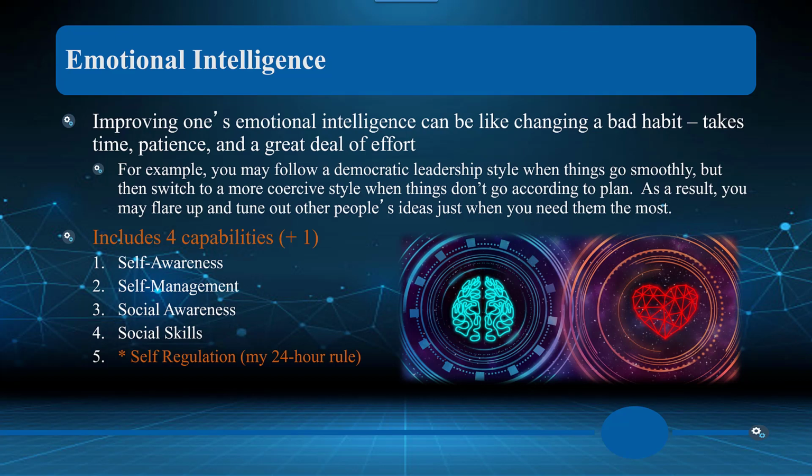Don't go according to plan. As a result, you may flare up and tune out other people's ideas just when you need them most. So realize we have to always be willing to look at other styles. So there's 4 styles mentioned here, concepts of emotional intelligence: self-awareness, self-management, social awareness, social skills. Those were the keys. And then I've added self-regulation because I think that is hugely important.